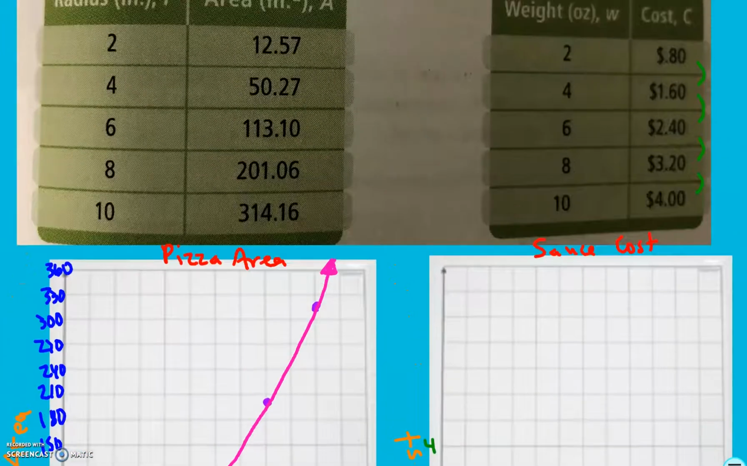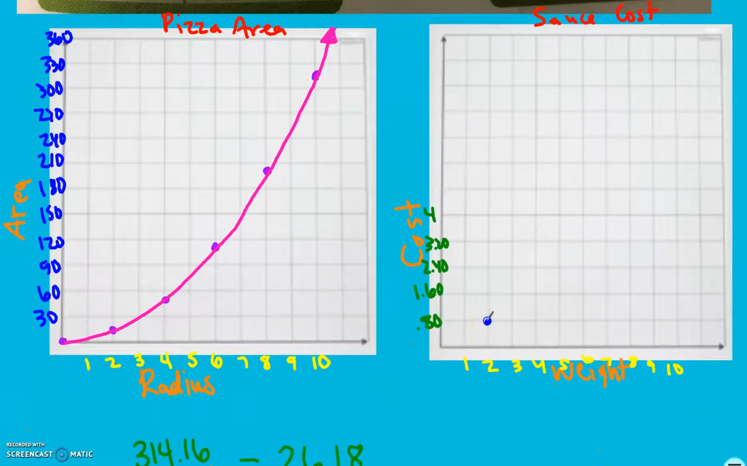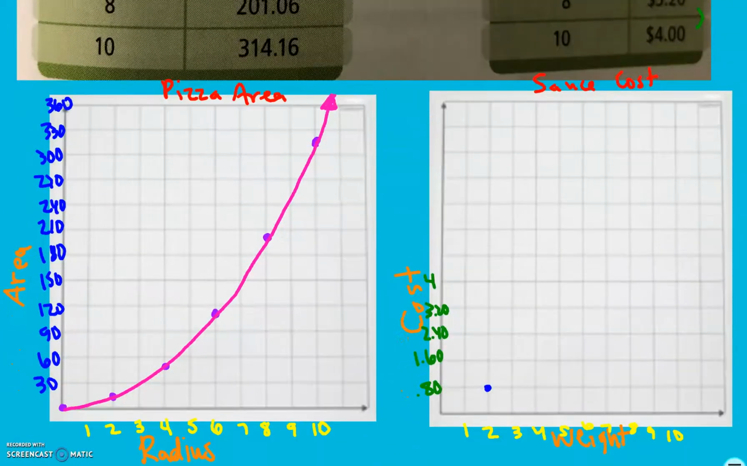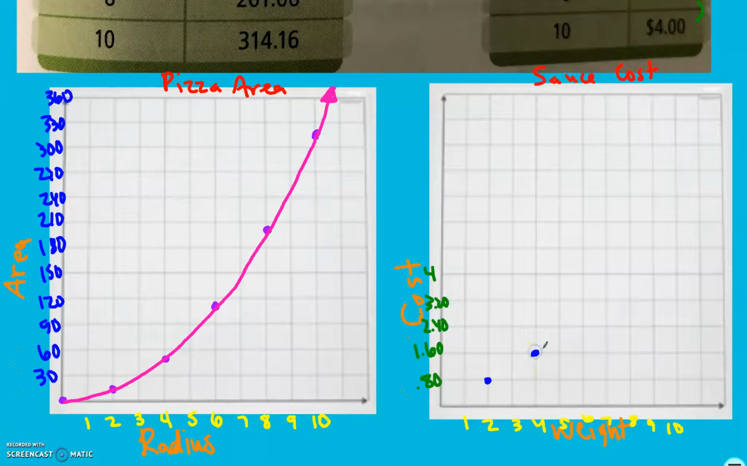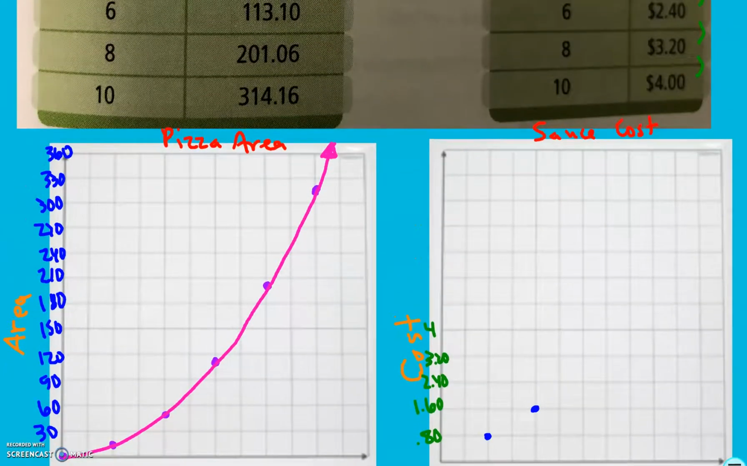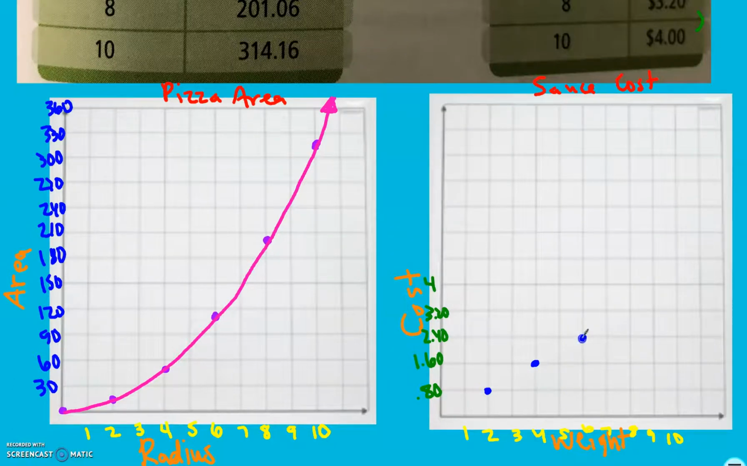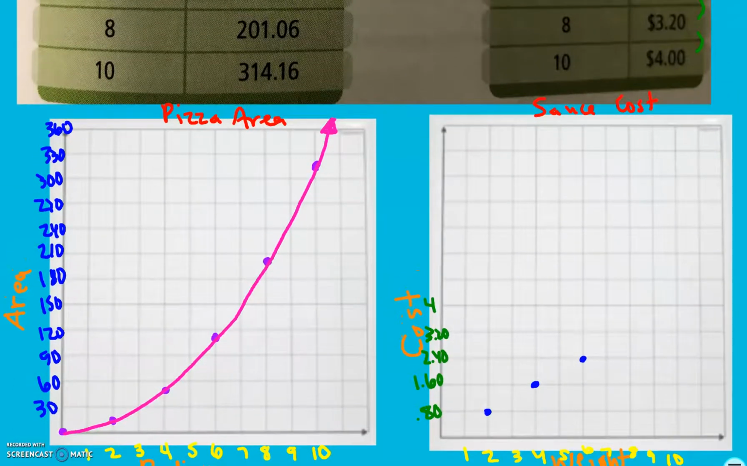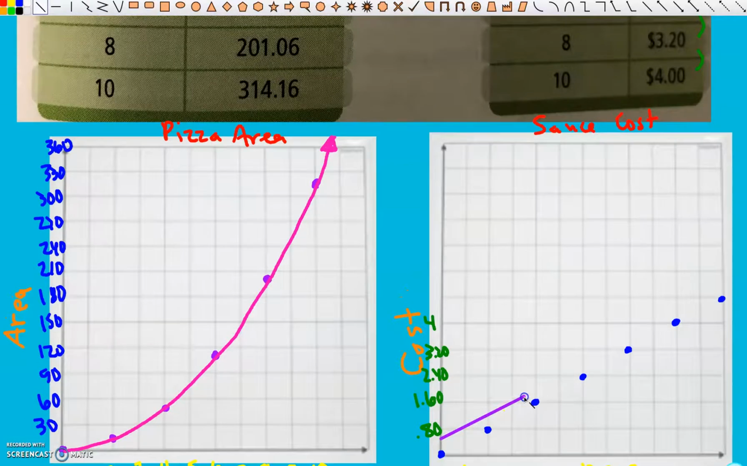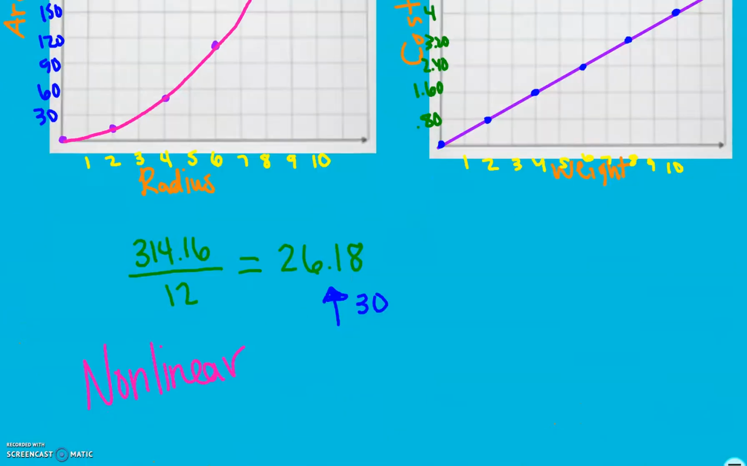So my points here, I have 2, 80 cents. 4, $1.60. 6, 2.40. 8, 3.20. And 10, $4. And if I use 0, it'd be 0. And we can continue this pattern. And if we wanted to, we could use a straight edge to connect those dots, which means this is linear.